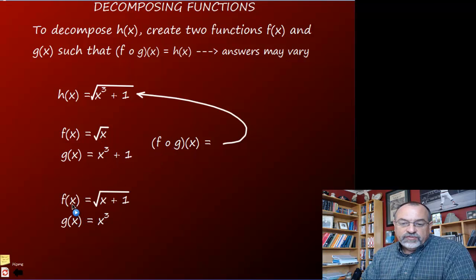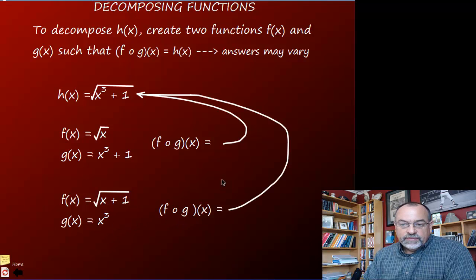So one more example for you. f of x is the square root of x plus 1, and g of x is x cubed would be another way that we could do this, because again, if we put this g function into this function for x, and compose those, we end up with the exact same thing. So decomposing functions, you're creating two functions such that when you compose them together, you end up with the h of x function.